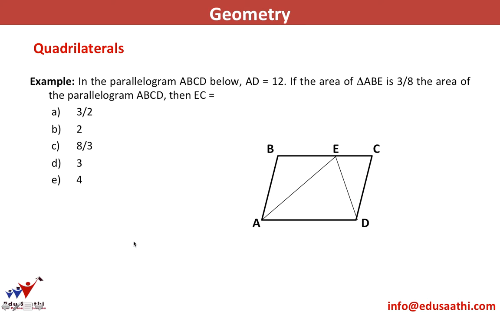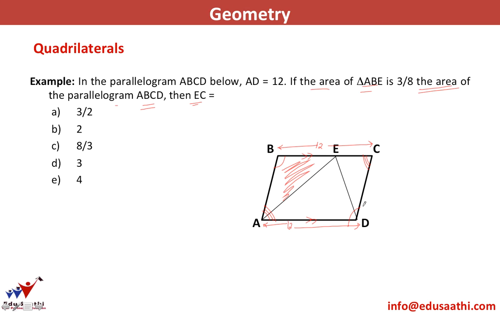Let's look at some of the examples. In a parallelogram ABCD, given below, AD is 12. So if this side is 12, this side will also be 12. And I know these two sides are parallel to each other. So I know this angle and this angle will be equal, and this angle and this angle will be equal. Now what is given to you is, if the area of this triangle ABE is 3/8 the area of parallelogram ABCD, then EC is?